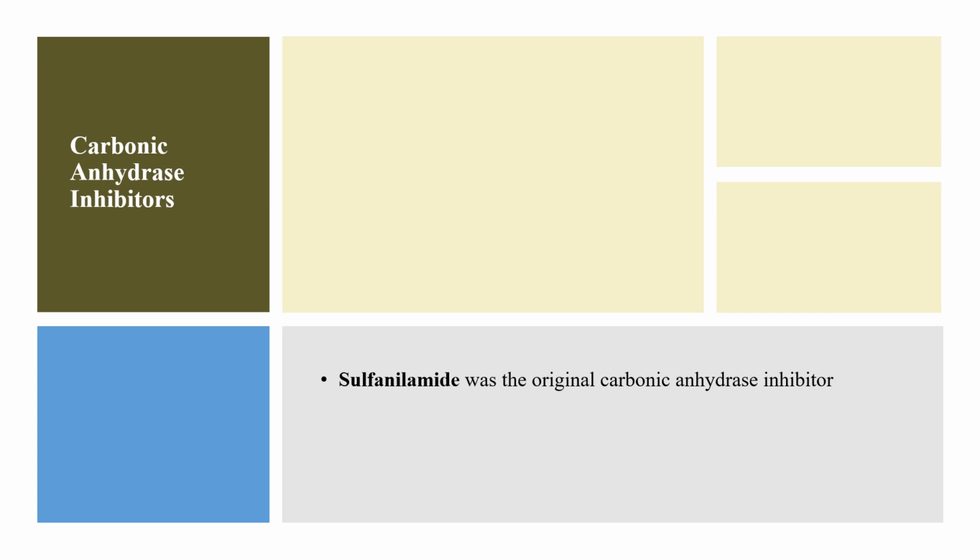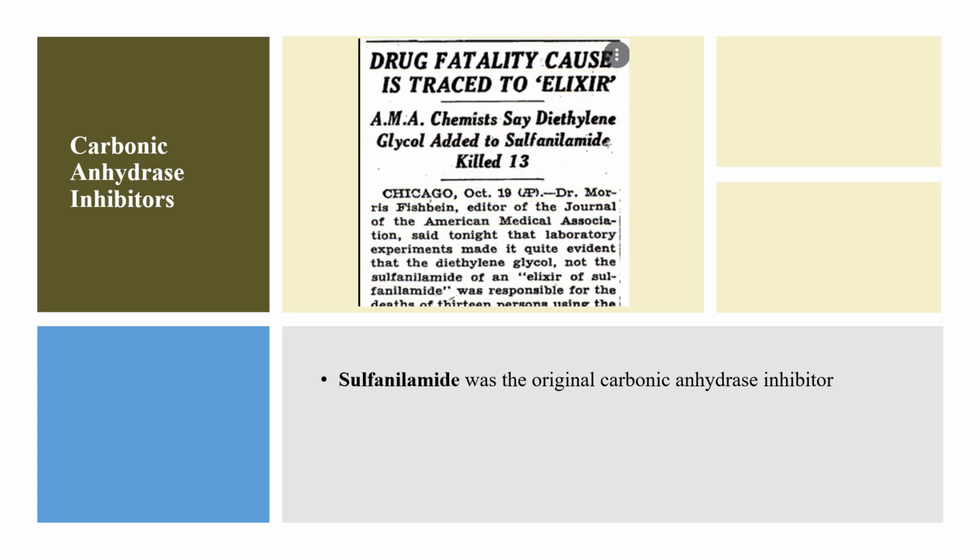Sulfanilamide was the original carbonic anhydrase inhibitor. However, when it first came out in the 1930s, the elixir sulfanilamide was improperly prepared with diethylene glycol and caused mass poisoning in the United States, reportedly resulting in more than 100 deaths.